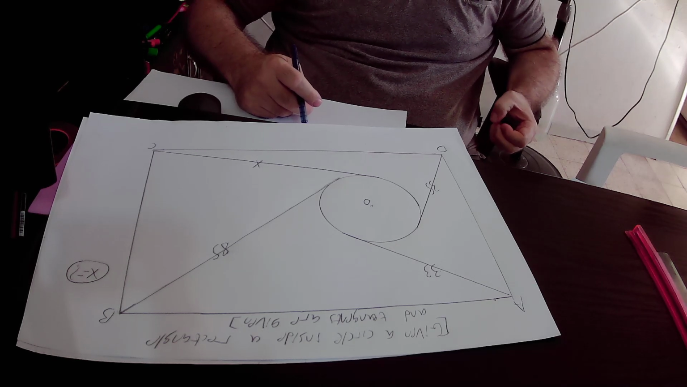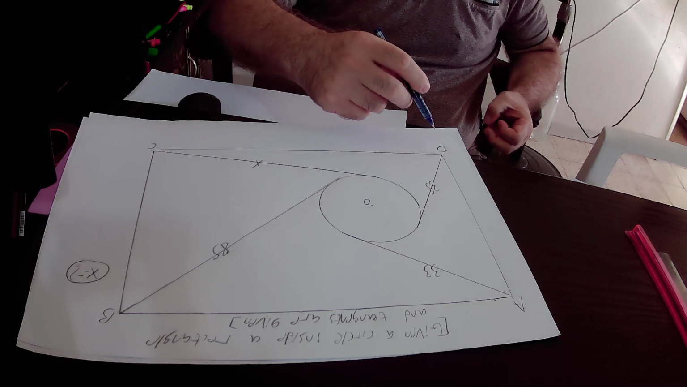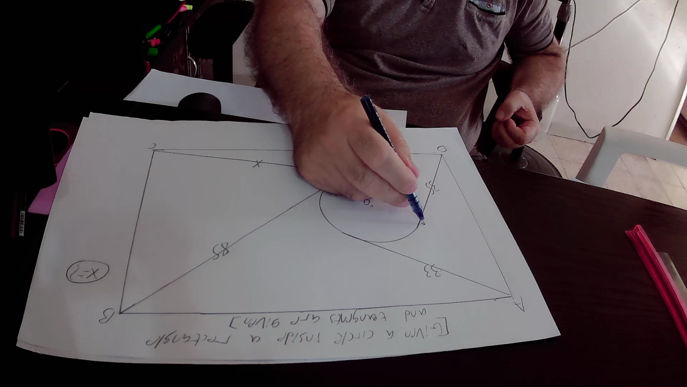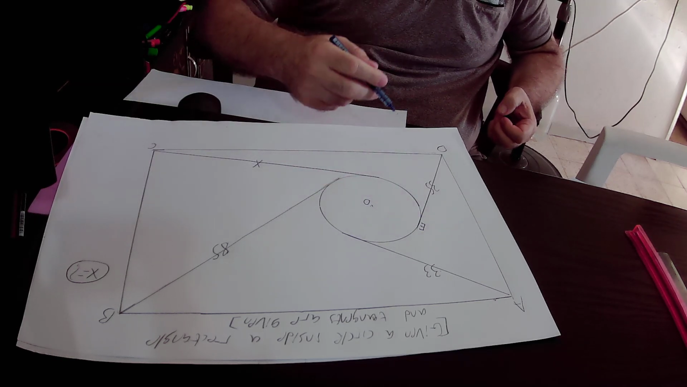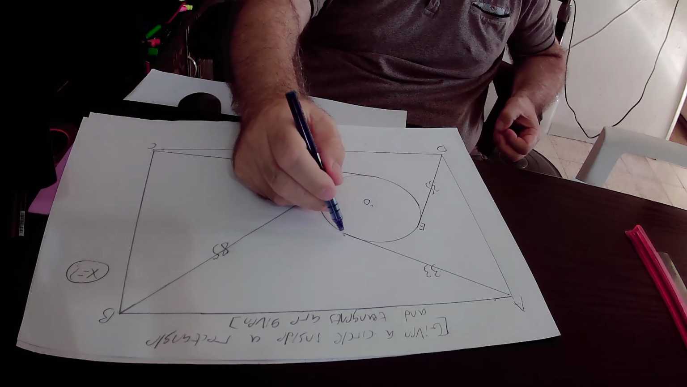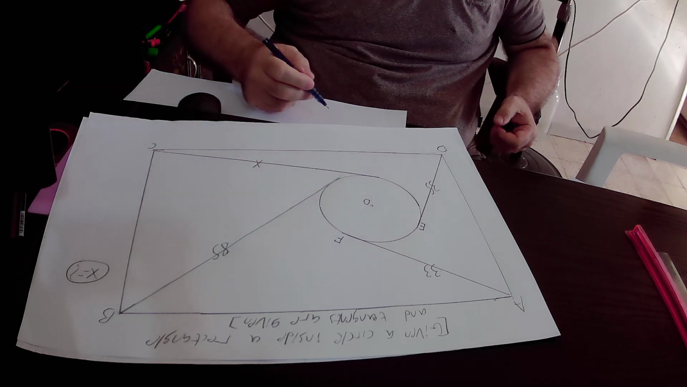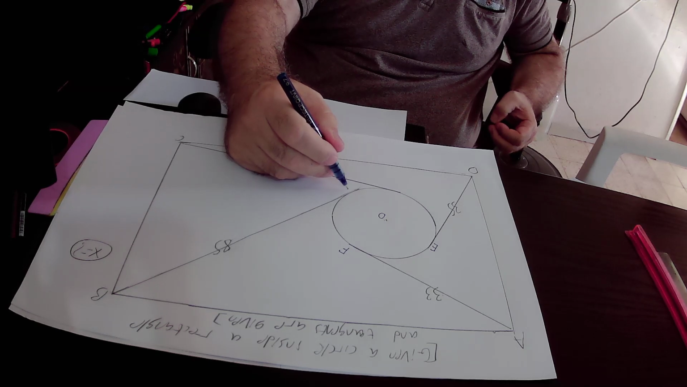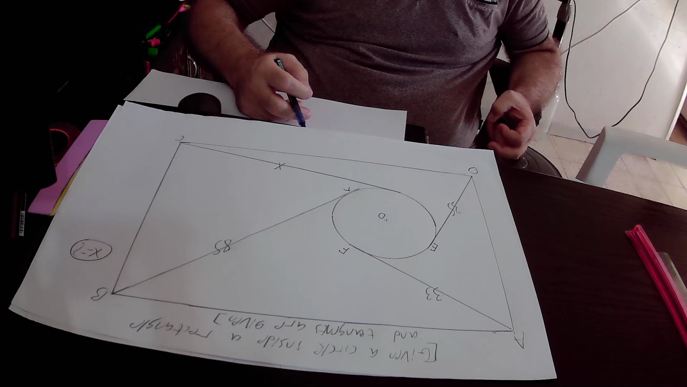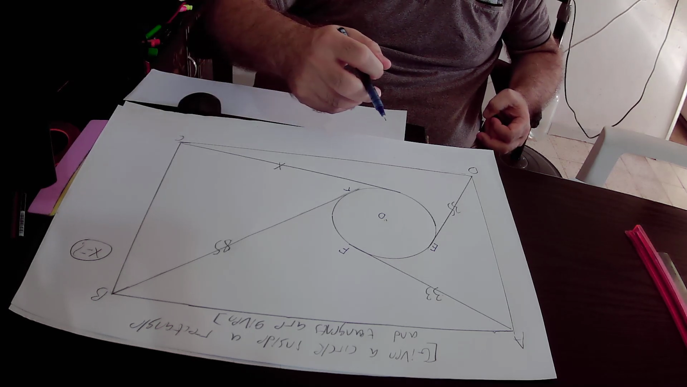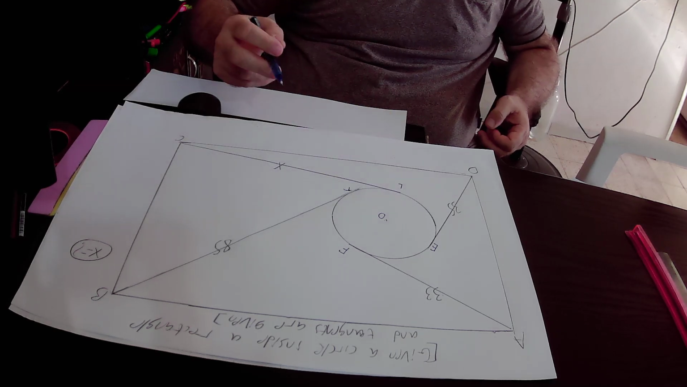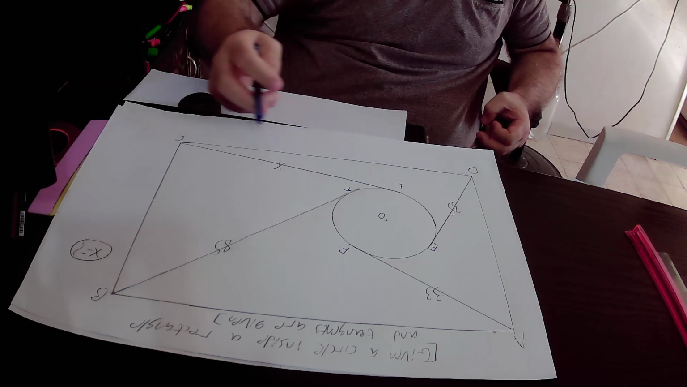We'll define the point of tangency of the tangent from point D to the circle as point E. We define the point of tangency of the tangent from point A to the circle as point F. We define the point of tangency of the tangent from point B to the circle as point T, and we define the point of tangency of the tangent from point C to the circle as point L. Here we are looking for the length of tangent CL that is equal to x.